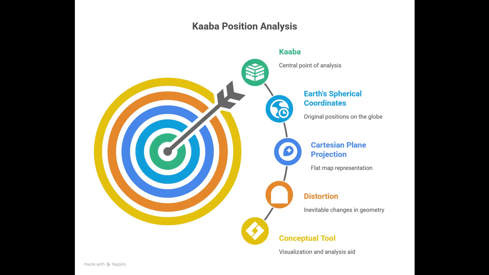Analyzing the position of the Kaaba. The geometric diagram used in this analysis is not drawn directly on the surface of a globe. Instead, it is a projection of the Earth's spherical coordinates, latitude and longitude, onto a two-dimensional Cartesian plane. This means that each point, such as the Kaaba, the poles, and the anti-meridian, is originally defined on the curved surface of the Earth, but is represented in the diagram using XY coordinates on a flat map. This type of projection is necessary because spherical geometry cannot be displayed on a flat page without distortion.